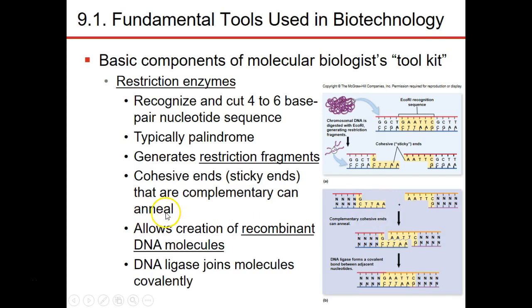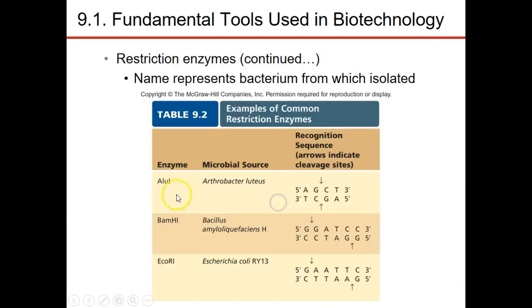Or it can produce blunt ends where it cuts the DNA into two complete sections. So here ALU1 produces a blunt end, and it cuts DNA between AGCT. It cuts between the G and the C every time, so it produces a blunt end. Here's BAMH1, cuts between the GG in a sequence of GGATCC. GGATCC. So it cuts between this G, and it just moves across. And so it produces a sticky end.